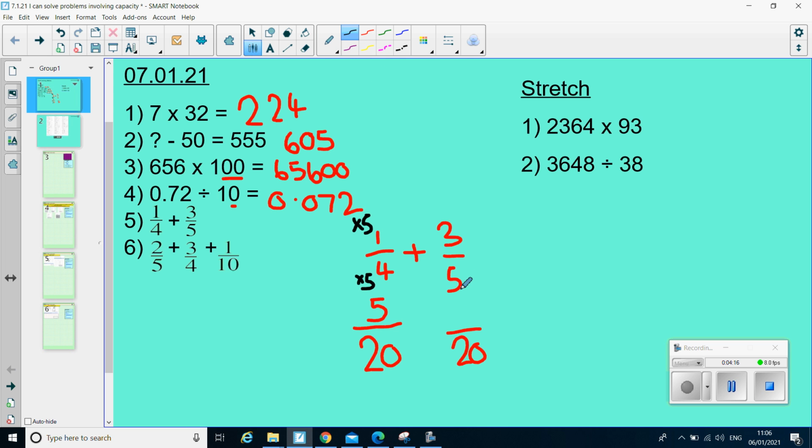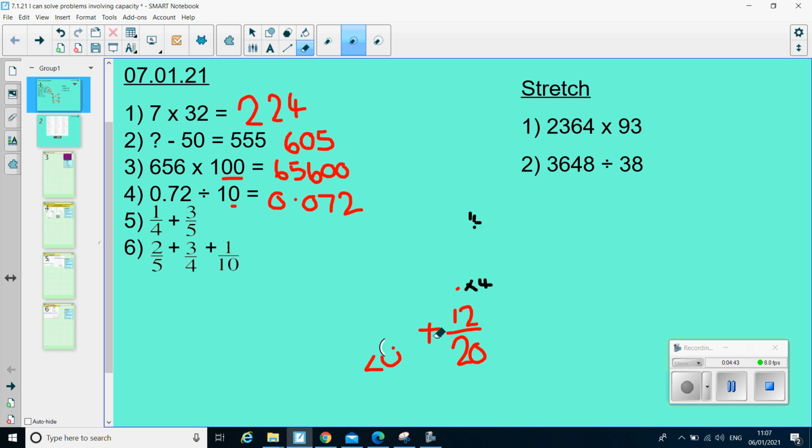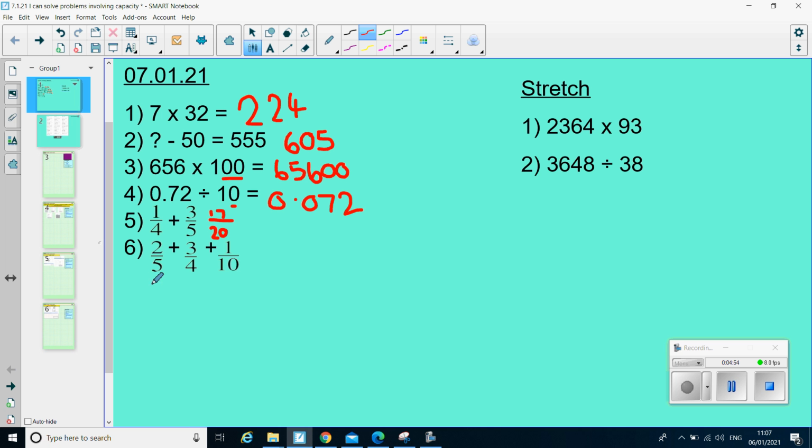Do the same on the other side. So I've got to ask myself, what do I times 5 by to give me the denominator 20? I've got to times it by 4. Must do the same to the top. So I've got to do 3 times 4, which gives me the fraction 12/20. Now this should be dead straightforward for me. 5/20 and 12/20 should give me 17/20. So I'll just rub my working out and write my answer in there, 17/20. Okay. Question 6, I had to answer it in exactly the same way as question 5.